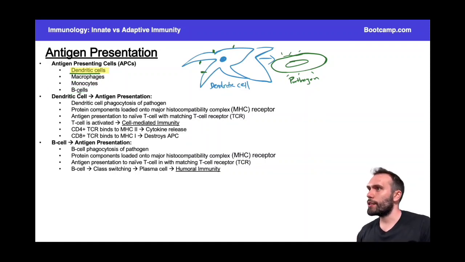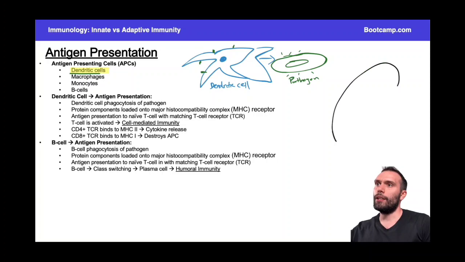So again, it's loading these protein components, right? These are proteins from this pathogen that it digested onto its cell surface. Now we're going to start to integrate some of the material from the last video. So let's just say we have a lymph node here. Okay, so we're going to say this is a lymph node.